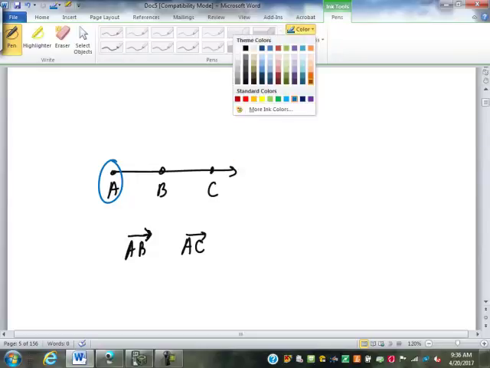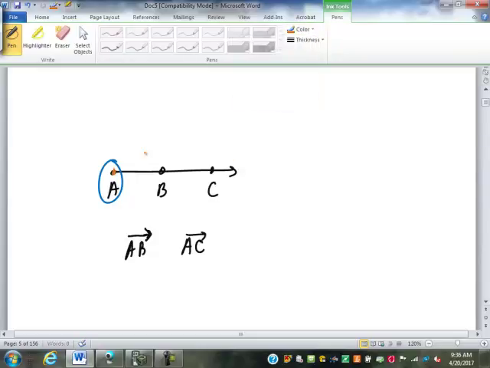Then an angle is formed by going back to that same starting point and going in a different direction. So let's label that D. This would be labeled ray AD. Again, any other point along that ray could be used as the second letter. It has to start with A because that is the beginning point of the ray.